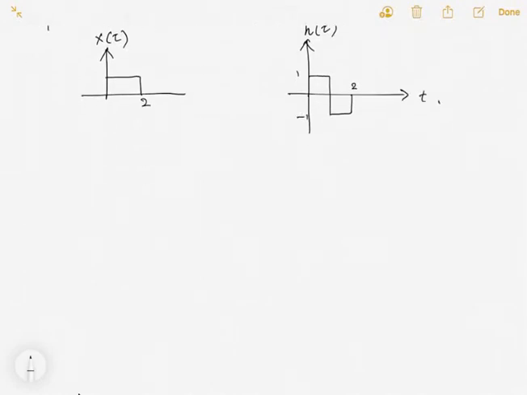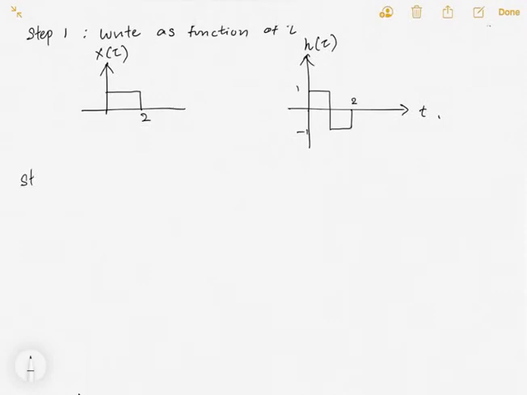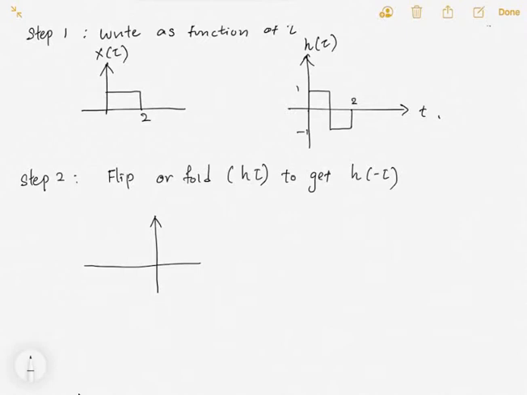What is next? Step number 2 is you need to flip, or fold, h(tau) to get h(minus tau). So you fold the h(tau), then you will get this one. So this is -2, -1, this is 1 and -1. We call it h(negative tau).